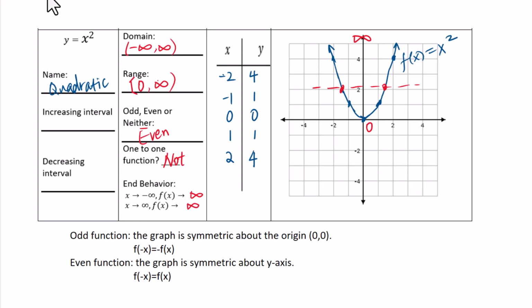From left to right, this part of the graph goes up, so the increasing interval is from 0 to positive infinity. From left to right, this part of the graph goes down, so the decreasing interval is from negative infinity to 0.